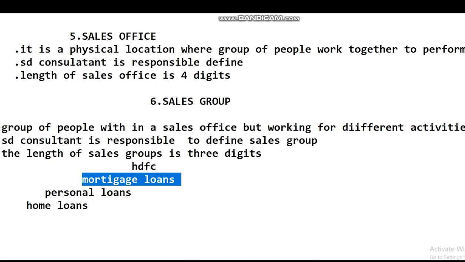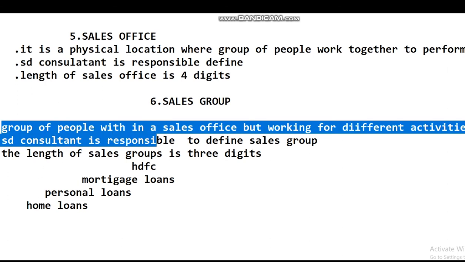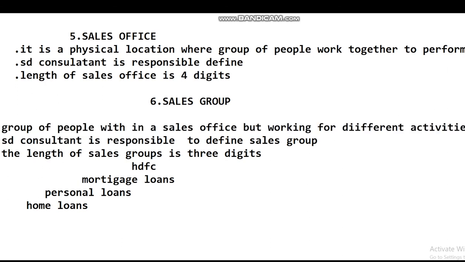But there are multiple people within a sales office. Let's take 20 people working in a sales office, but working for different activities. The SD consultant is responsible for defining the sales group. The length of the sales group is 3 digits. I hope you understand: a group of people within a sales office but working for different activities.